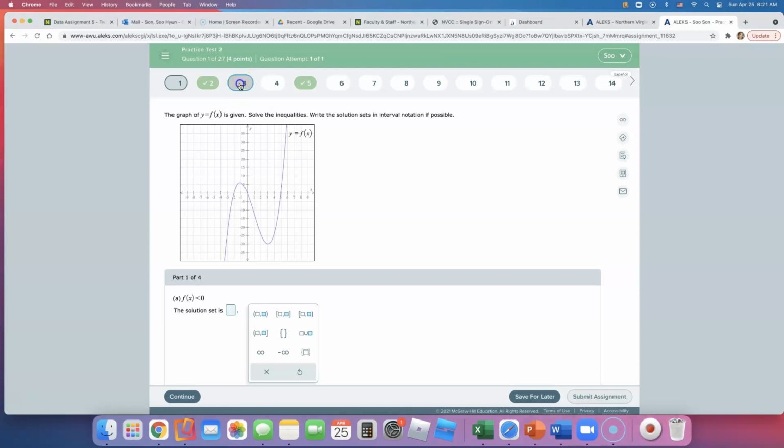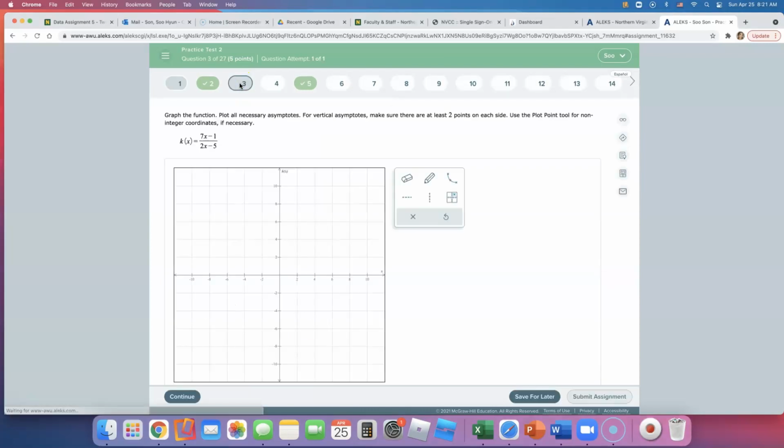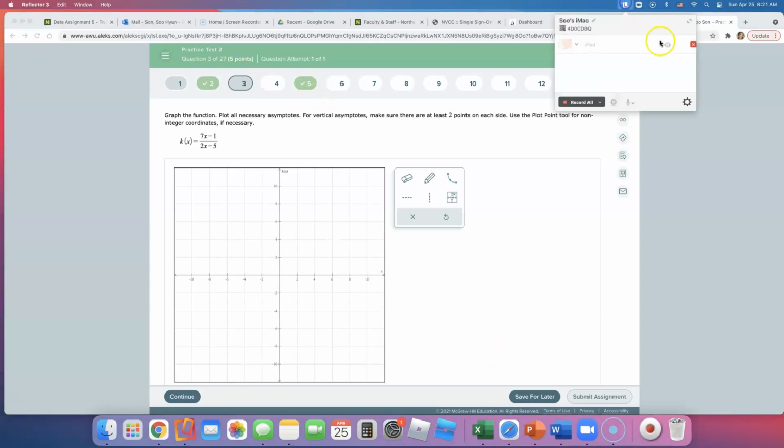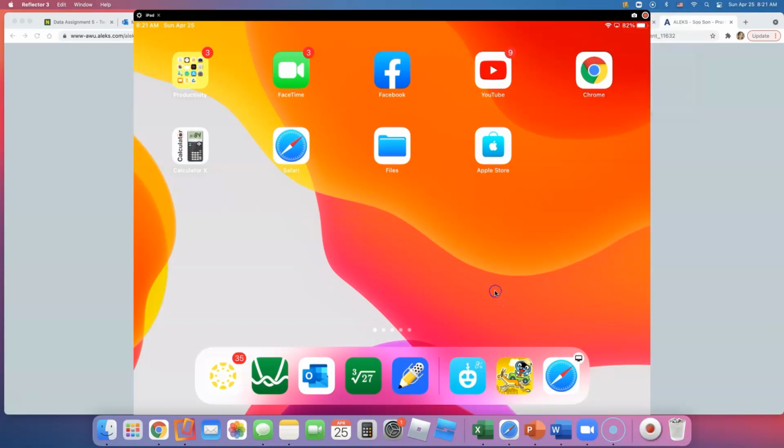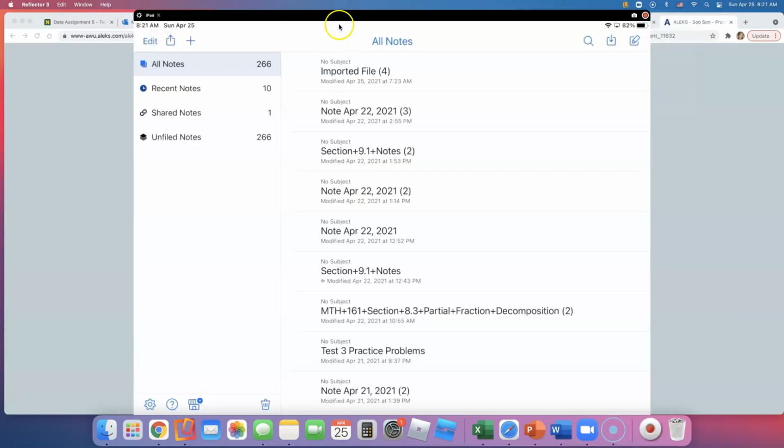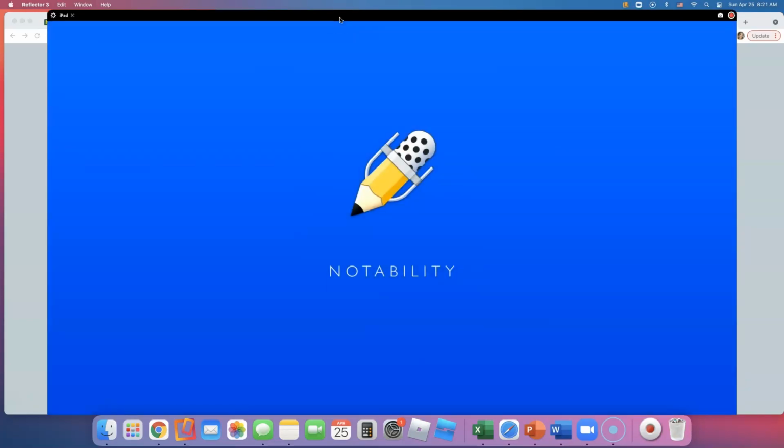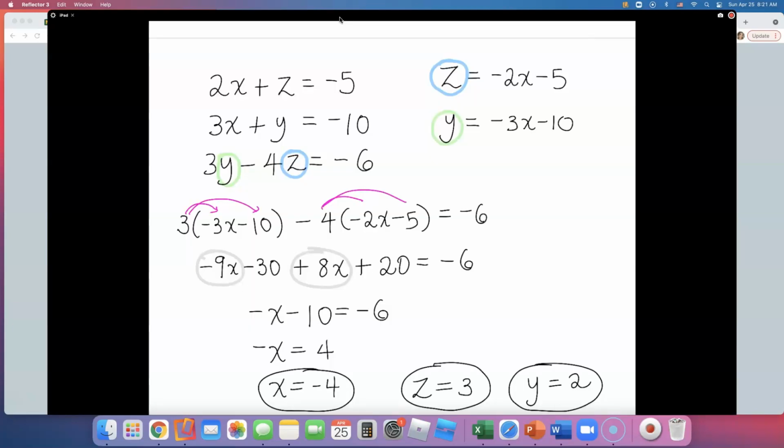This video is for number three. Number three, we are graphing a rational function. Couple of things that we need to do. We need to make sure we graph all the horizontal and vertical asymptotes. So I'm going to go ahead and bring up my notepad so that I can do some work to find all these asymptotes, okay? I'll just get a blank sheet of paper out.